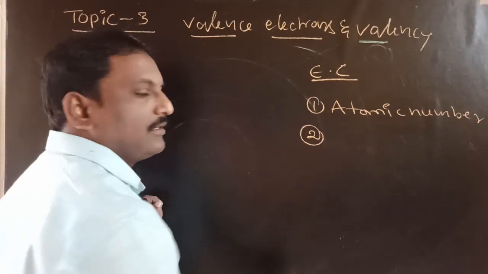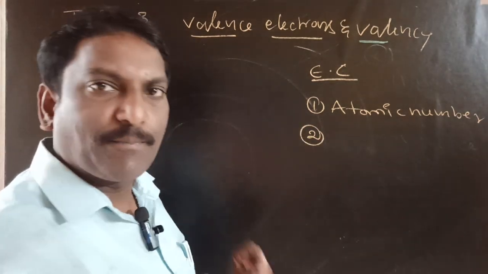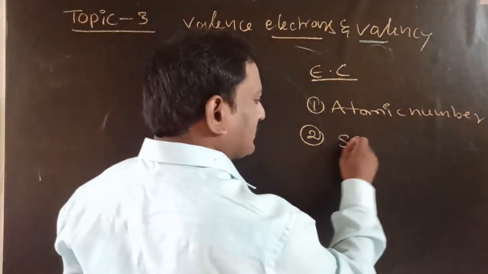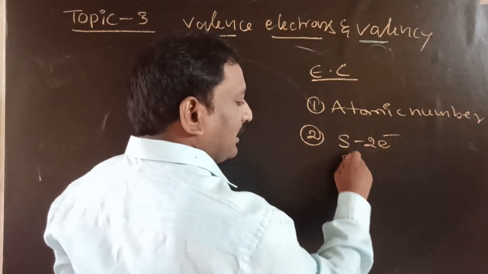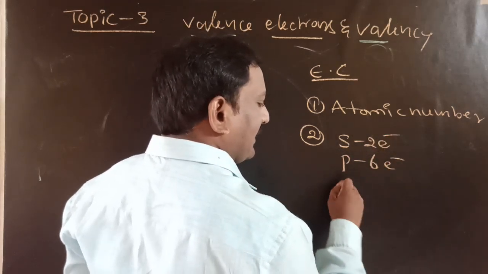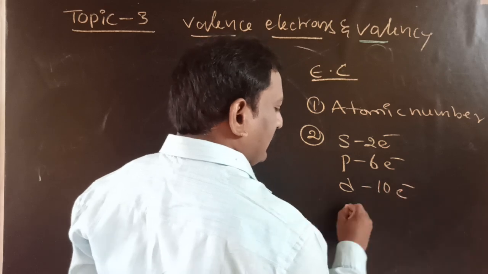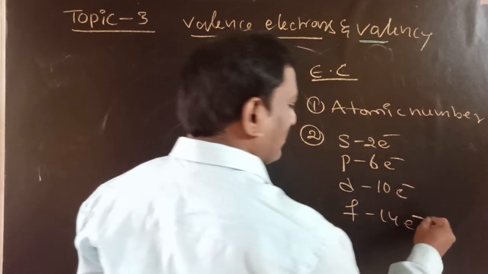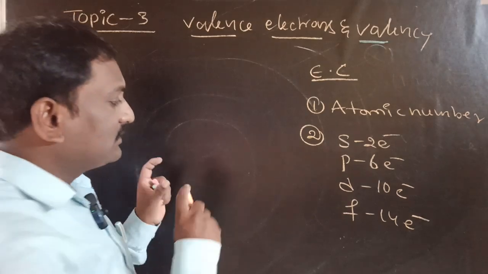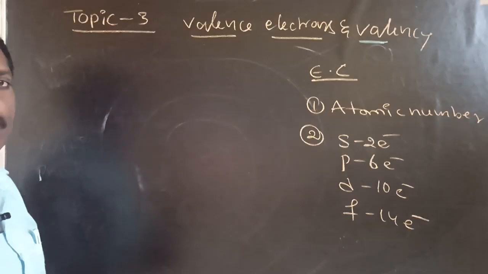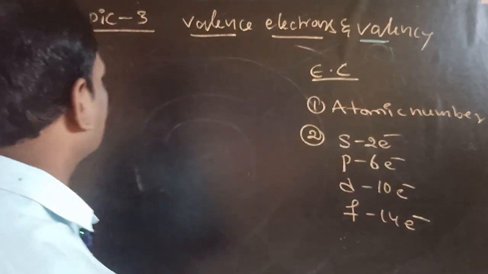Point number 2, list of subsets or capacity of subsets. In case of S, we need to fill 2 electrons. In case of P, 6 electrons. In case of D, 10 electrons. In case of F, 14 electrons. Next, capacity of the subset, order of the subsets.